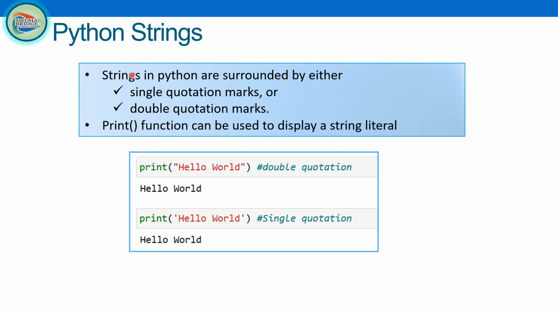Python strings. Strings in Python are surrounded by either single quotation marks or double quotation marks. Print function can be used to display string. Here are the examples. In this example, string is enclosed by double quotation, and in second one, string is enclosed by single quotation.